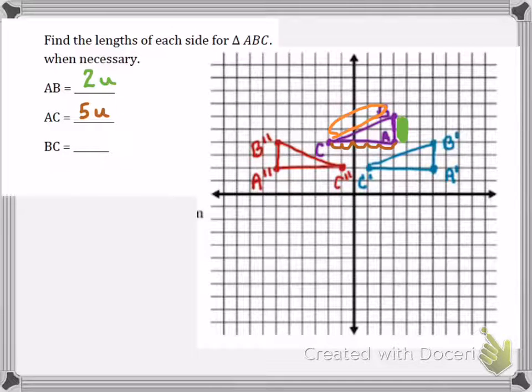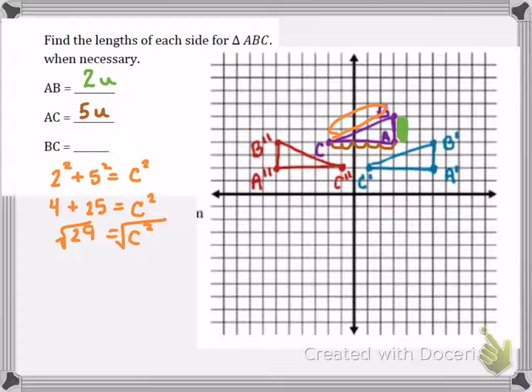And so we can take our 2 legs, 2 squared plus 5 squared will be equal to whatever the hypotenuse is squared. And 2 squared is 4, 5 squared is 25, and again that's going to be equal to the hypotenuse squared. 4 plus 25 is 29, and so c squared is 29. We take the square root of both sides of the equation, and we should get that hypotenuse, or BC, is approximately 5.9. And so that comes out to approximately 5.9 units.